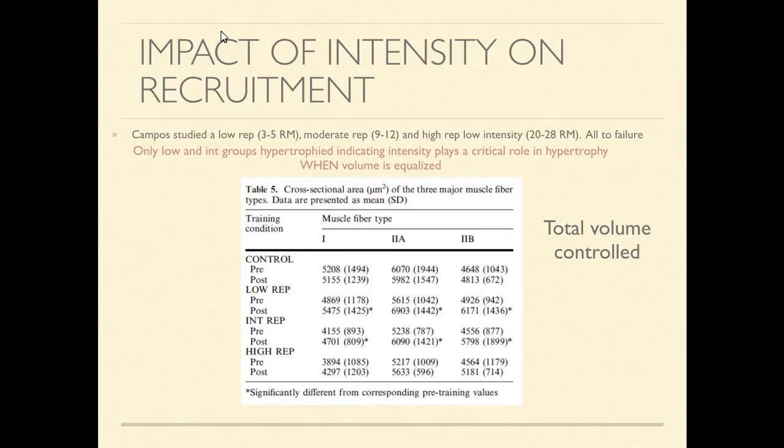Now Campos studied a low group, 3 to 5 RM, versus a moderate 9 to 12 RM, and a high rep low intensity group, 20 to 28 RM, all to failure. So only the heavy group and the intermediate group hypertrophied, and this indicates that intensity does play a role in hypertrophy when volume is equalized. So they controlled for volume in this study.